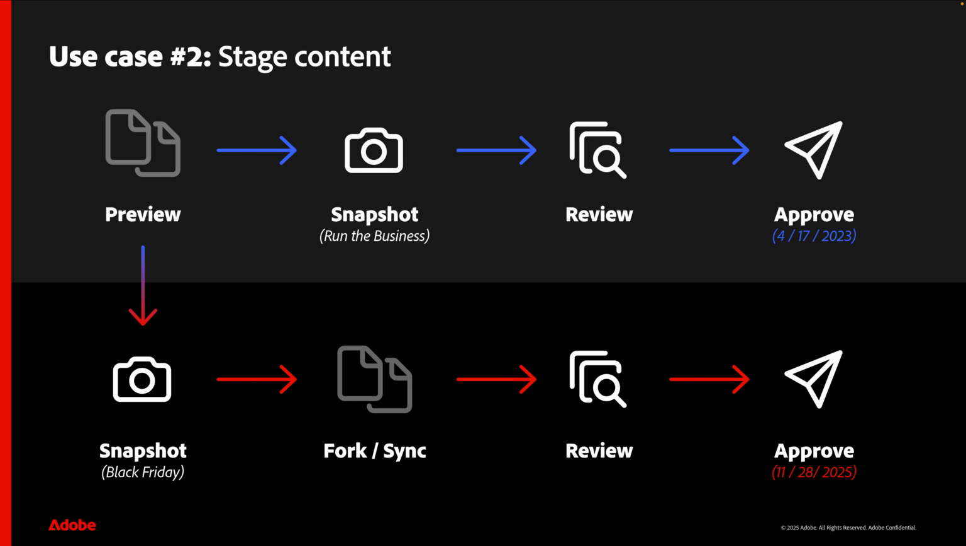The next is for staging content. You might have content that you're working on for months in advance. At the same time, you're working on your run the business content. So here you can preview your content, take a snapshot of it, fork that content to work on it for later, review it, and approve it. Let's take a look to see how this works.